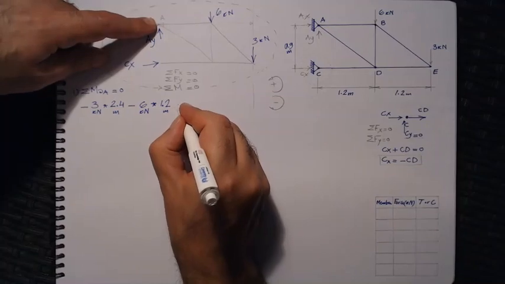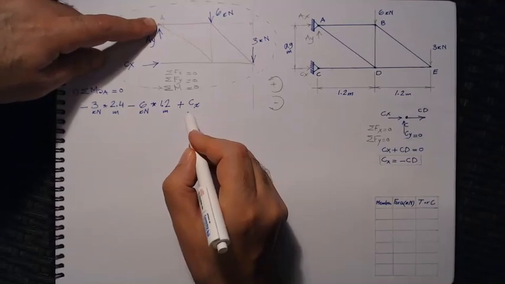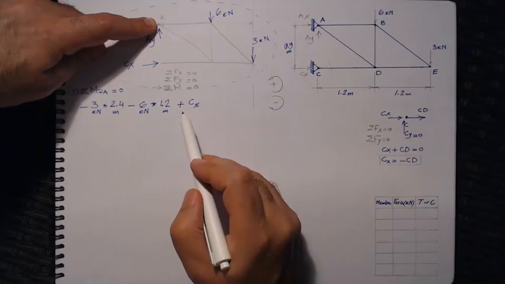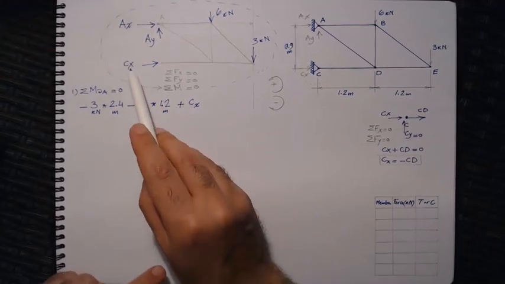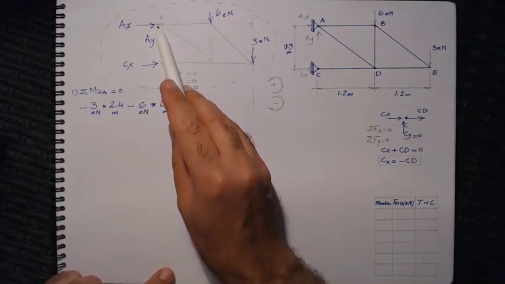That's why it's going to be positive CX. We don't know how much it is, but that's fine. The equation will figure it out. I need to know the perpendicular distance between the reaction CX and the point of rotation A.